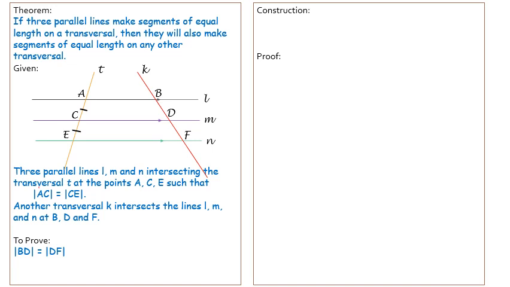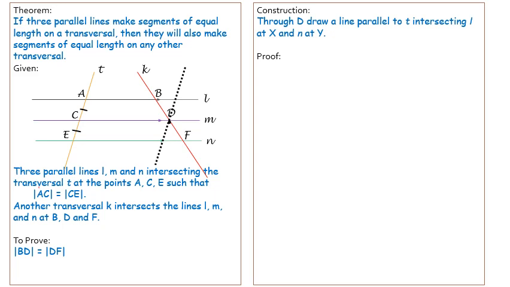Now the construction. A lot of the time, a construction is something that you draw that can benefit your proof. It just makes it easier to prove, and it's absolutely okay to put something else in. So through that point D, draw a line parallel to T, and it's going to intersect L at X and N at Y. So it goes through line L at X and through line N at Y.